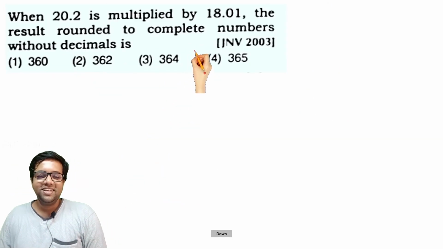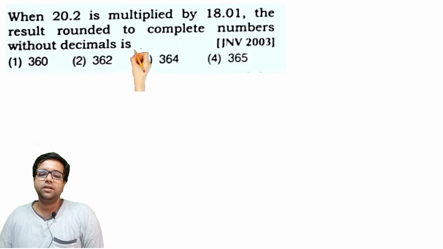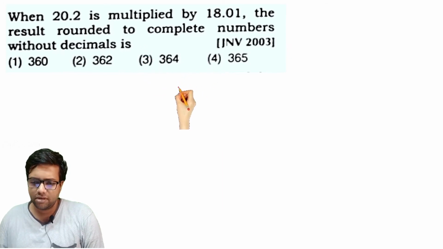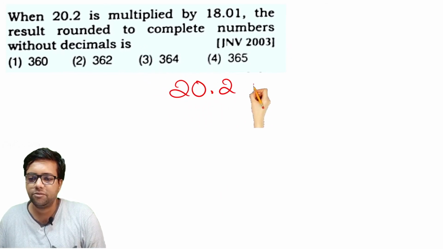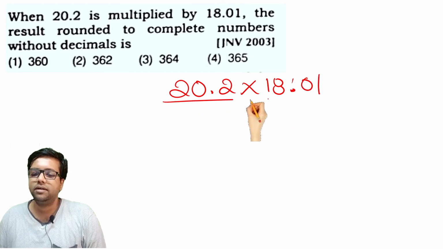Okay. When 20.2 is multiplied by 18.01, the result rounded to a whole number without decimals is. So let us multiply it first. 20.2 into 18.01. This will be a little longer.